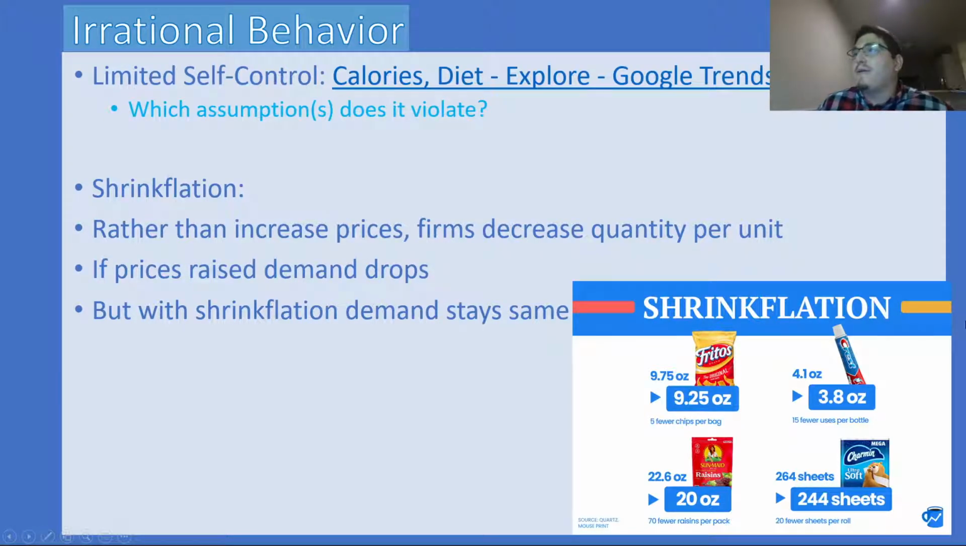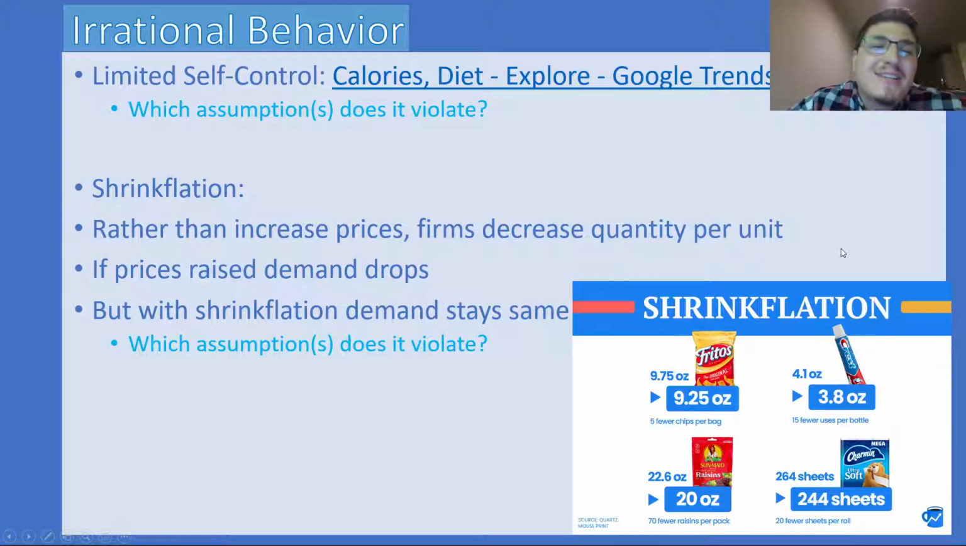So how can this happen? You respond negatively to a price increase, and that's certainly what's going on. The price per unit is increasing, so we should naturally see the quantity demanded drop. But we don't. So it's certainly an example of irrational behavior. But the question is, what assumptions does it violate? I'm going to give you a moment to think through those. So think about what assumptions are violated here with shrinkflation.